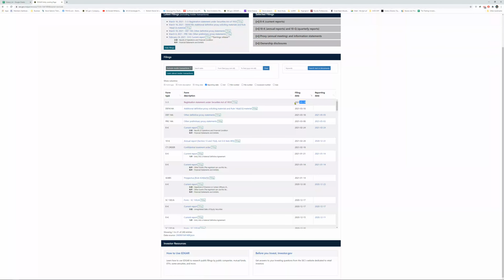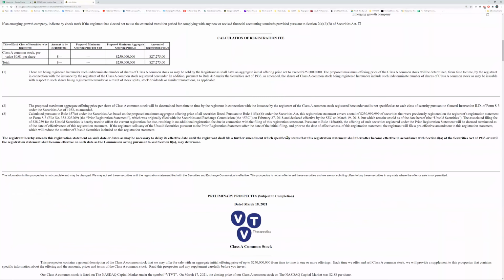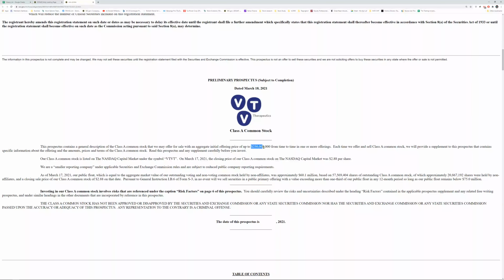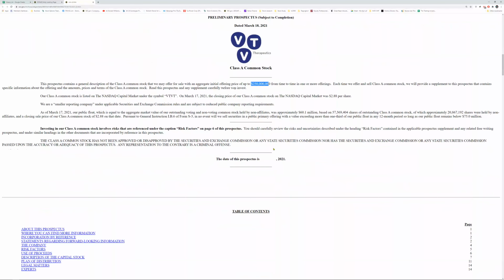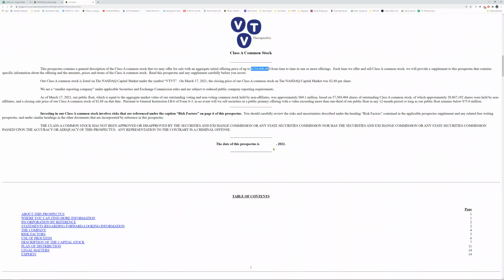So you see right here, 221,318. So I click on it, and what's it say? It says, you know what? We can raise $250 million from this. So what that means is they now have permission to raise $250 million. So they can put out an offering anytime they want. Let's say they put out an offering for 50 million. Well, they still have 200 million sitting on that shelf, right? If they put out an offering for 250 million, this shelf is gone and can no longer be used.